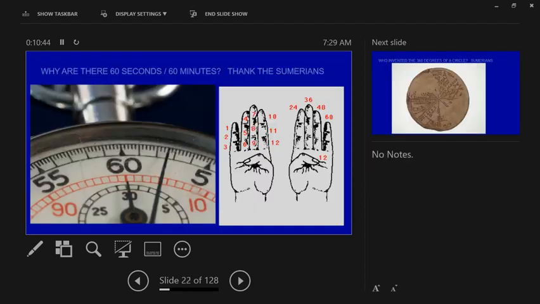All right, now, why are there 60 seconds on a clock? The Sumerians invented that. And it's because of all the different digits on your fingers. So each finger is divided up into three. So you have 12 for your fingers. And then you can put your thumb down, that counts as 12. And then you have 12 more for each finger. And that's how you get to 60.